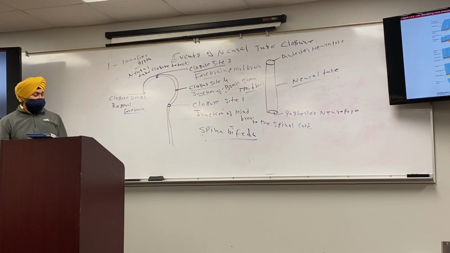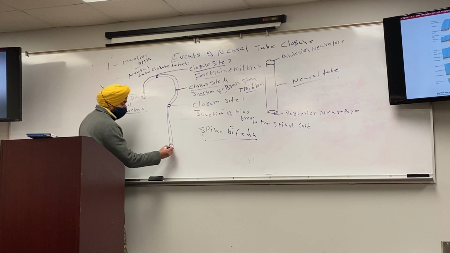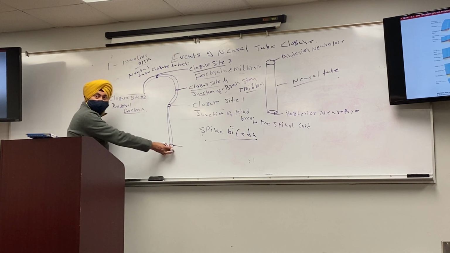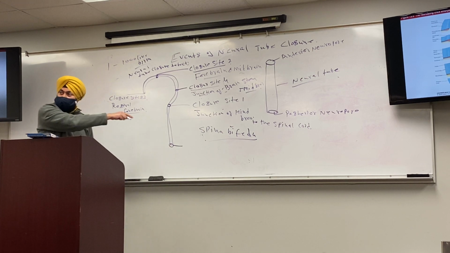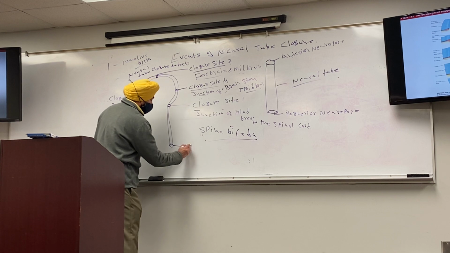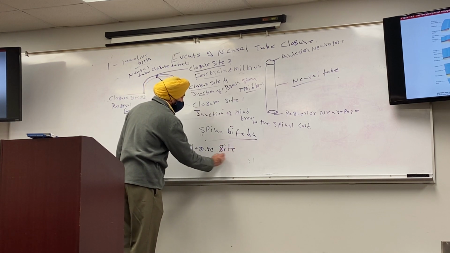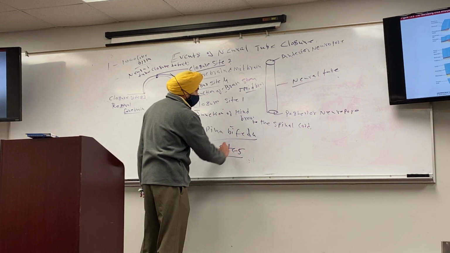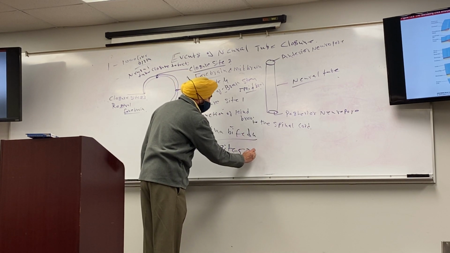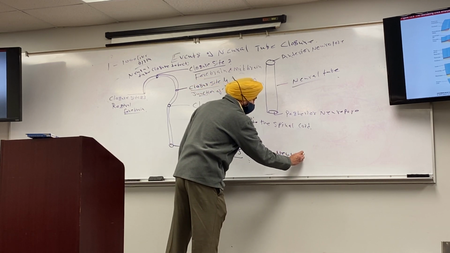Okay, and then, oh, I forgot to give you one more thing. Here, this tube should also be closed, right? Because this is on the end. So this is closure site 5, which is posterior neuropore closure.